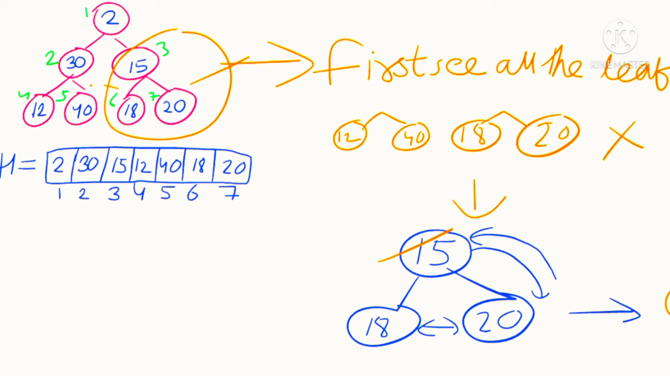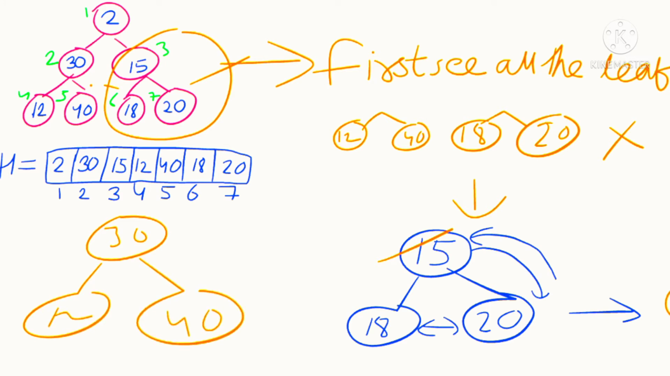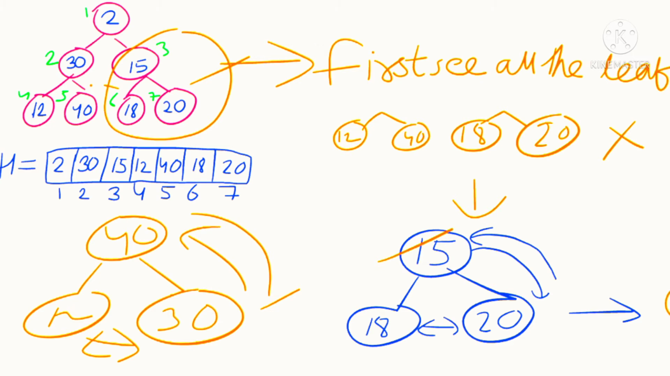Now look to the another one. Here we are having 30, 12 and 40. Compare the child, since the parent is not the greater, child is greater, so 40 is greater. So again we will follow maxif property and swap this. Now this will become 40 and this will become 30.